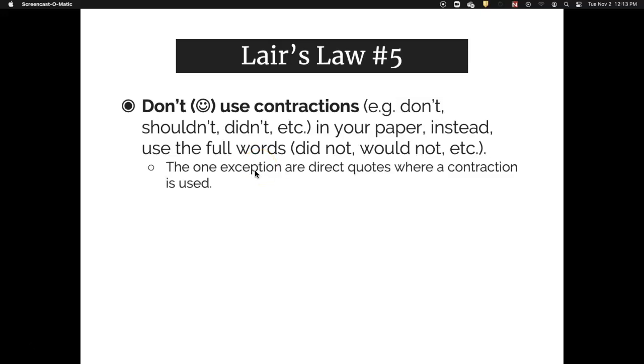Now, the one exception to this is if you are directly quoting someone and they use a contraction, then keep it in there, and that's fine. That's perfectly acceptable because you're trying to represent their words accurately. But for things that you write, there shouldn't be contractions. For things like the Meat Racket or other works that we've read, if there's a contraction there, then it is appropriate to keep that contraction in its form when you do direct quotations.